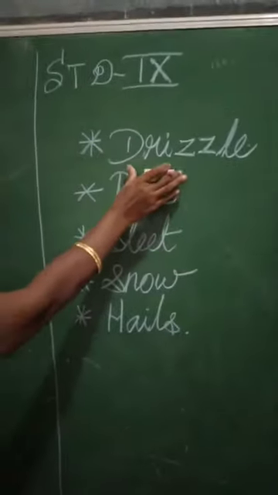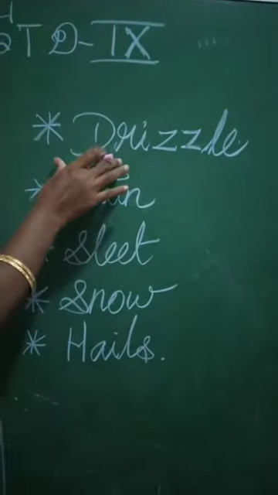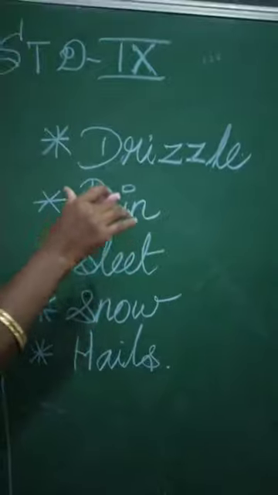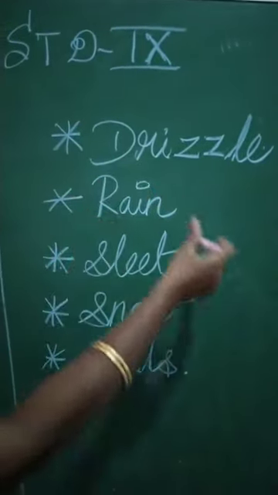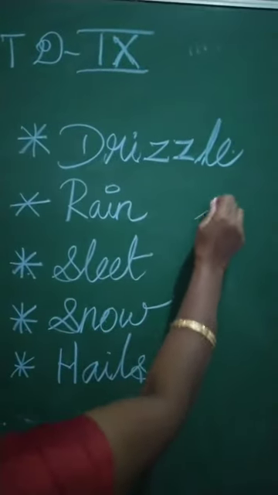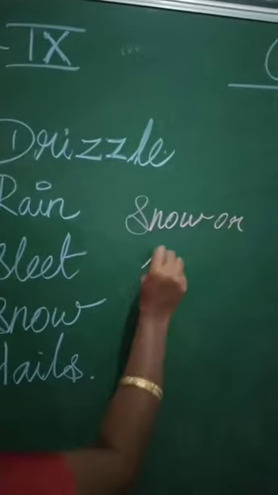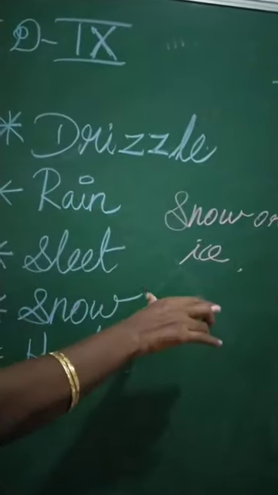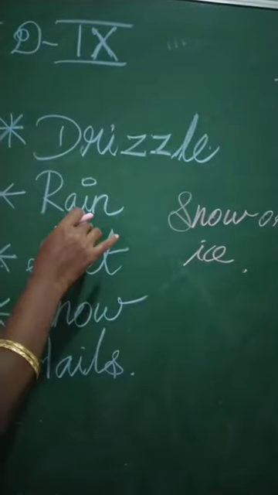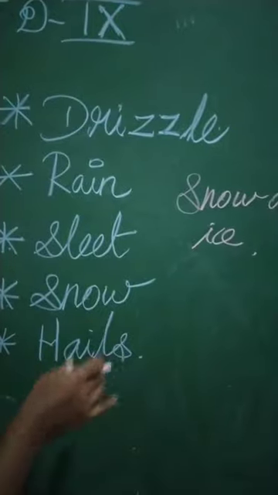Now we are going to learn drizzle. The precipitation in the warmer parts of the world is always in the form of rain or drizzle. In colder regions, precipitation may fall as snow or ice. Common types of precipitation are rain, sleet, freezing rain, hail and snow.